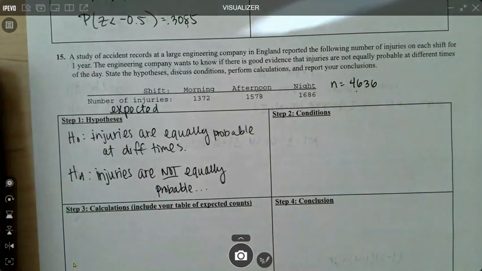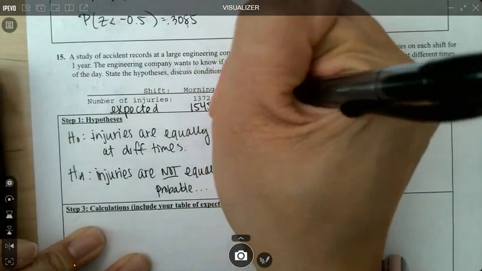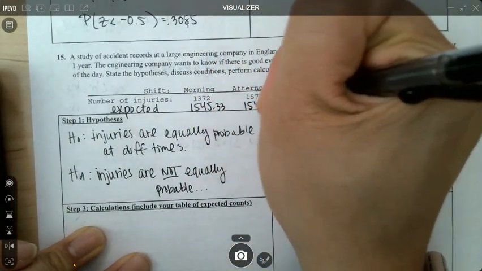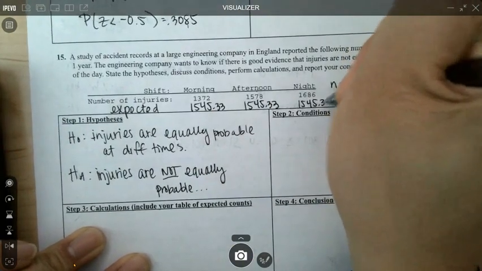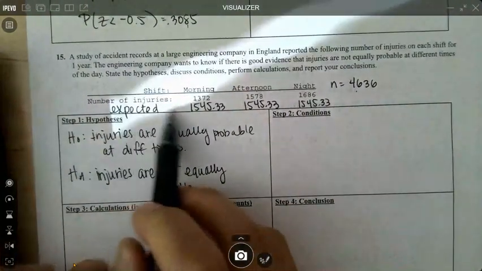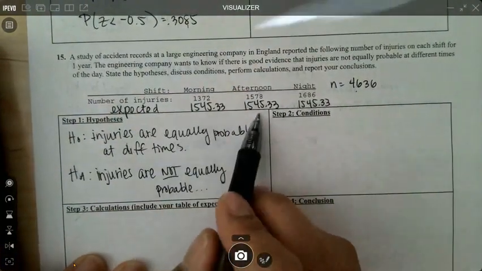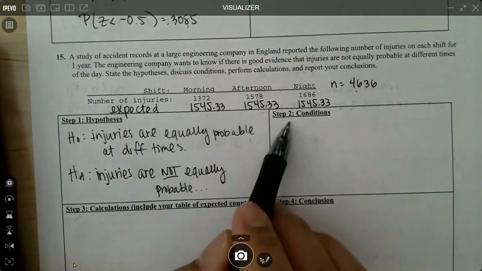So 4636 divided by 3 is 1545.33. So if our null hypothesis were true for the expected counts, we'd have the same amount of injuries in each category. So now we can go ahead and do our conditions.